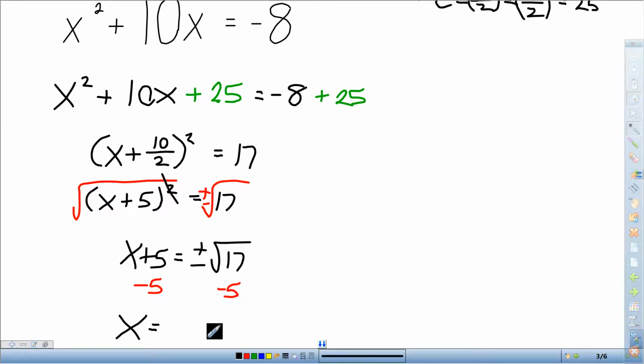So let's actually get the square root of 17. If you grab a calculator, the square root of 17 is 4.12. So we're just going to round that to 4.1. So I'm going to say x equals a positive 4.1 minus 5, or x equals a negative 4.1 minus 5.